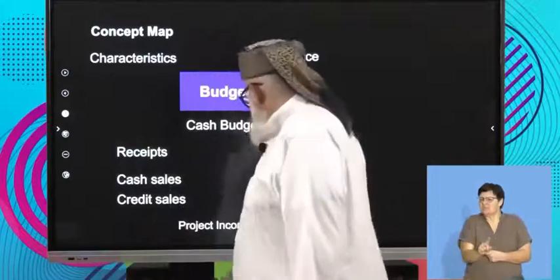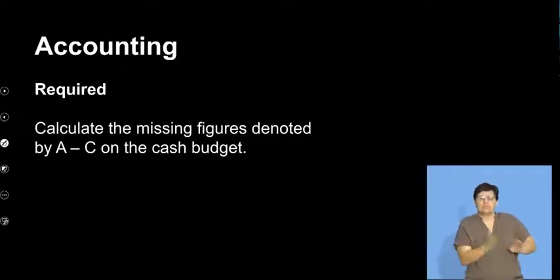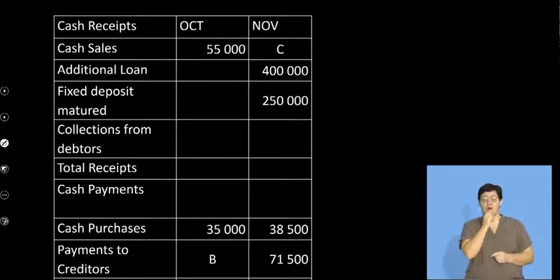Remember, just to give you a quick recap of what we were doing, we were calculating the missing figures, and there's the missing figure that we needed for our salaries, just to show you that that was what we calculated as our missing figure for A. Right, now we're calculating our payments to creditors.